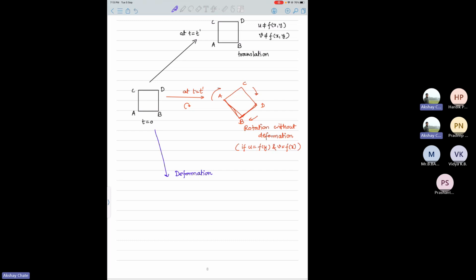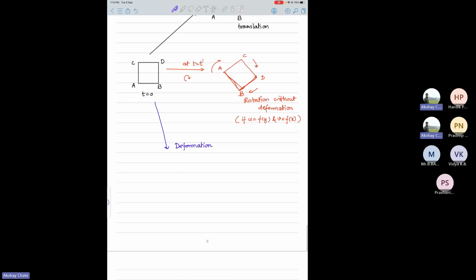Yeah, so deformation, I think you get the idea. It can be angular deformation, or it can be just a linear deformation also. So what I mean by that is, let me bring the point more clearly.